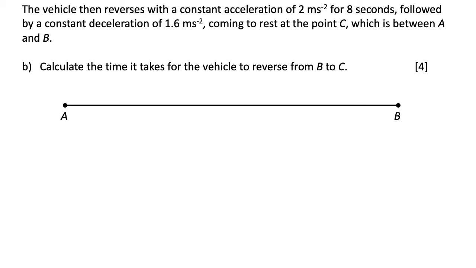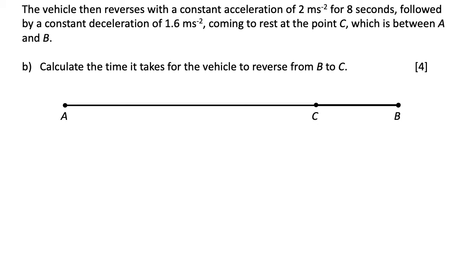Okay, and with a constant acceleration and then constant deceleration, it comes to rest at C, which is between A and B. So let's just mark that on there. Okay, the situation is something like that, and I'm now asked in part B of the question to analyse simply that part of the motion from B to C.